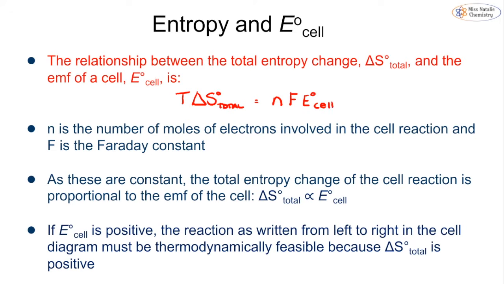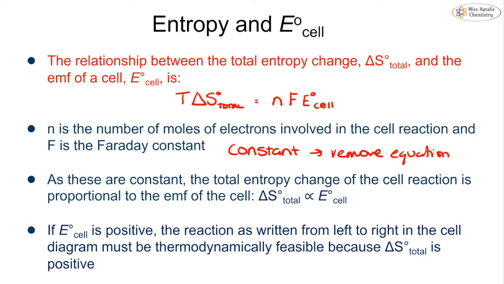Now, n is the number of moles of electrons that are involved in the reaction. F is the Faraday constant, which you don't actually need to know anything about. The most important thing is that both of these values are constant. So if they are constant, we can remove them from the equation.